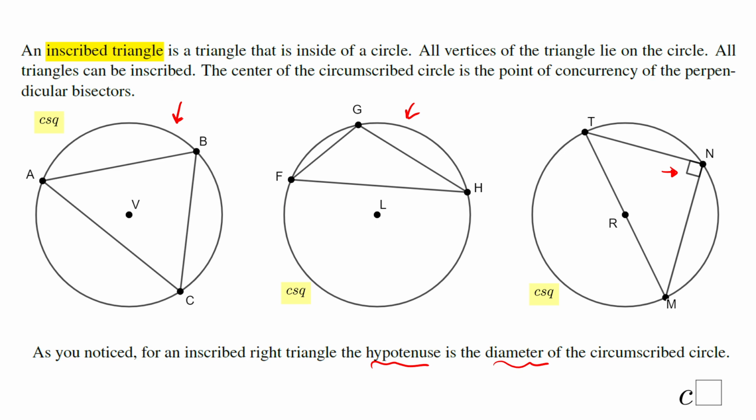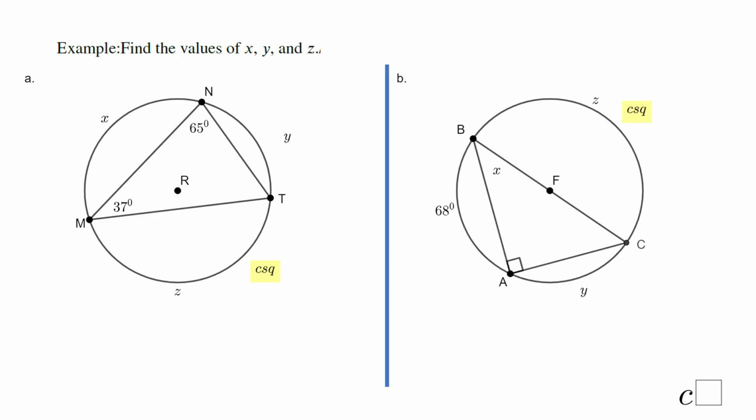And let's see some examples here. Find the value of x, y, and z in this case. Okay, so let's start with x, and I want to be sure there is more than one way to do this problem. X is the measure of this arc, and for that reason we're going to need to find out how much this angle is.